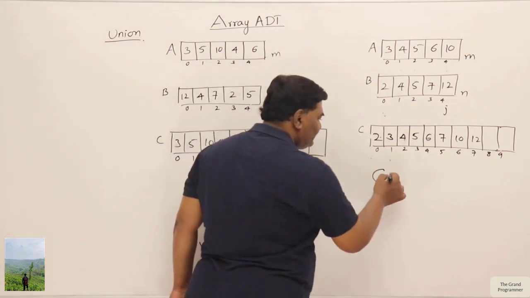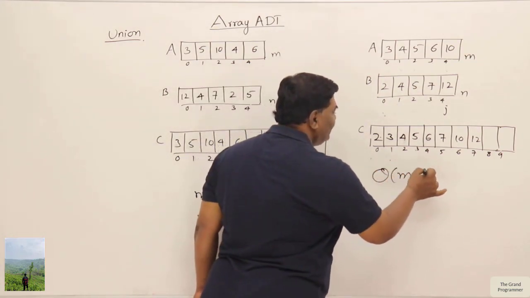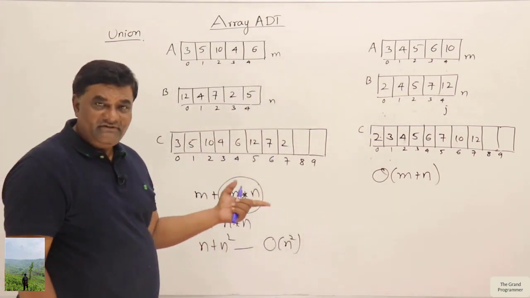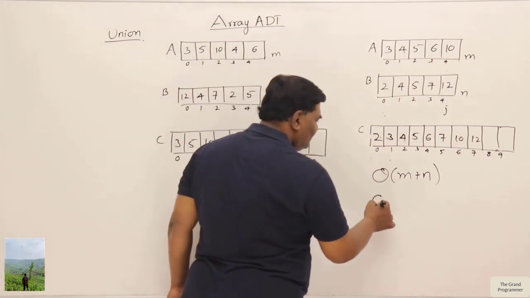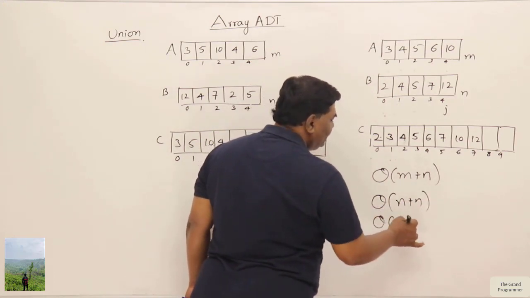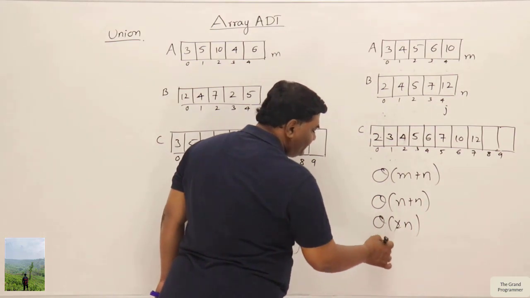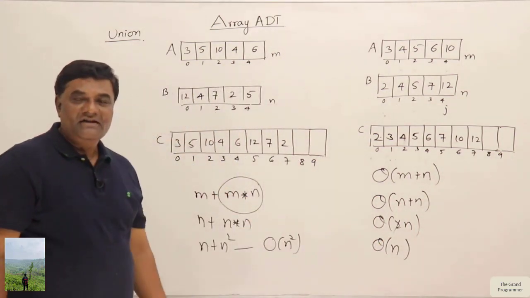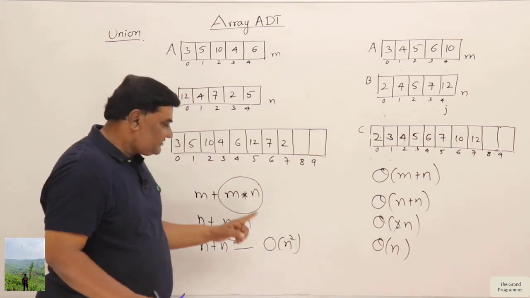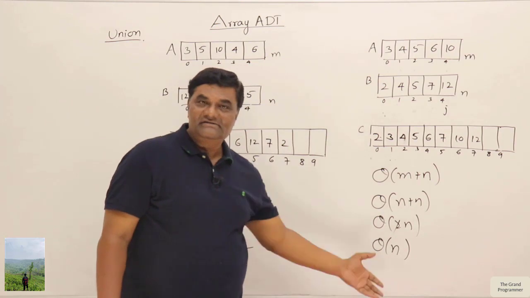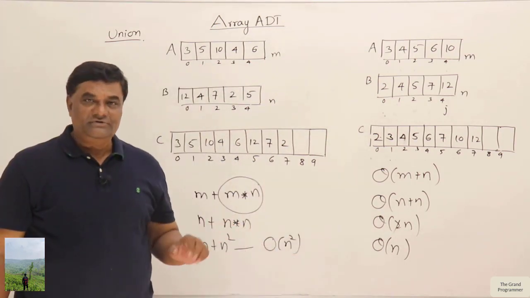It is a merge process, so it is m plus n. We can say this is theta of m plus n. If you want to represent this in a single variable, then you can say theta of n plus n. This is nothing but 2n. So 2 is a coefficient, so leave it: n. So this is order of n. If the lists are not sorted, it's n square. If they are sorted, then it's n. So that's all. This is about union.